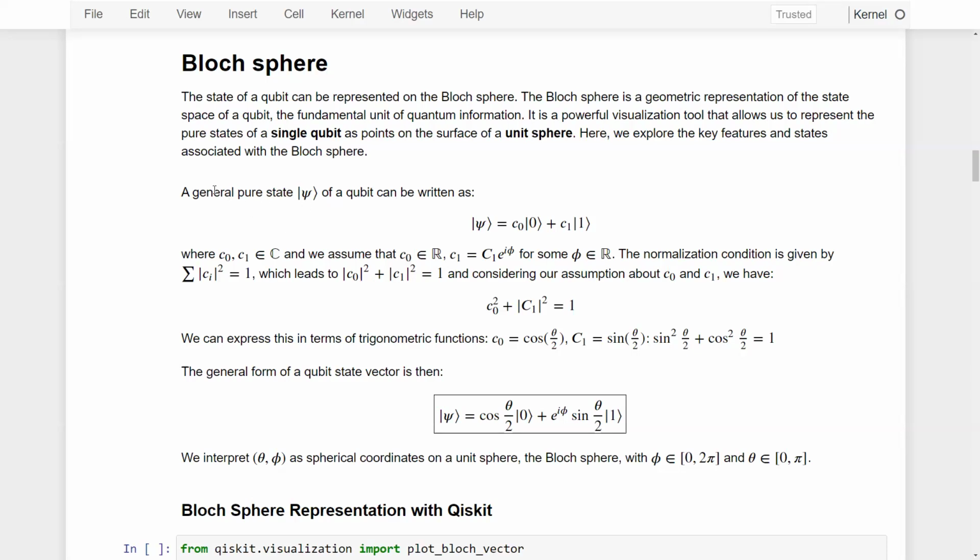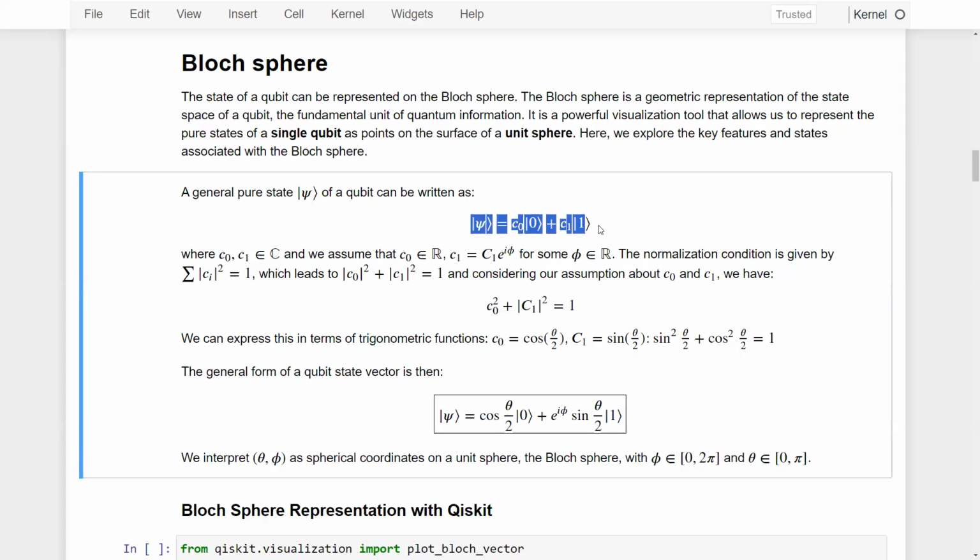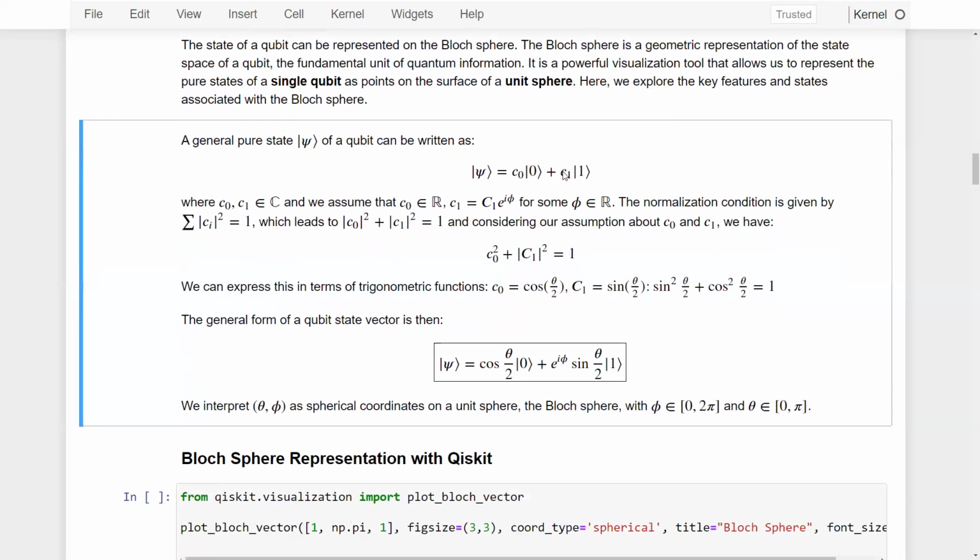And the purpose of this sphere is to represent any state of a qubit, which is a superposition of two terms, state 0 and state 1, with different complex valued probability amplitudes. So let us now rewrite this state in a different form that will allow us to represent this state on a Bloch sphere, right? So the Bloch sphere is a three-dimensional object.